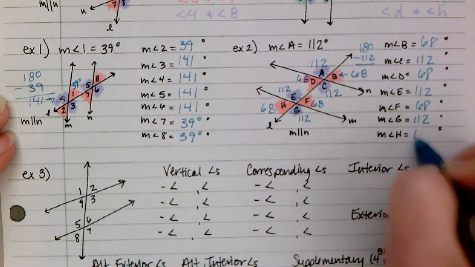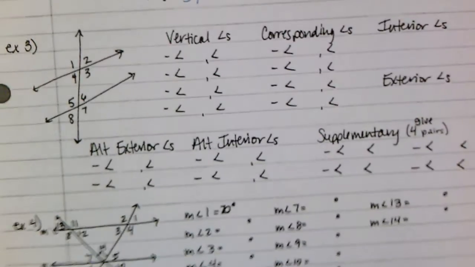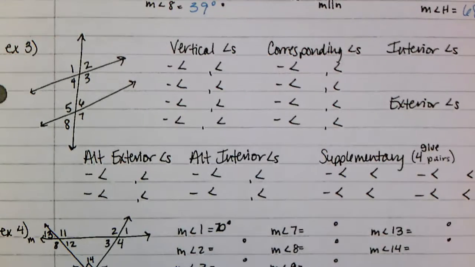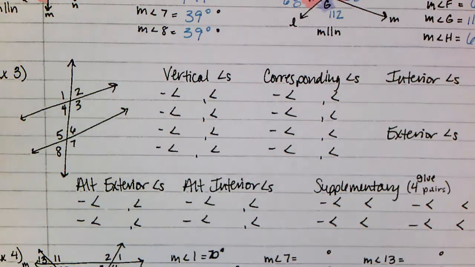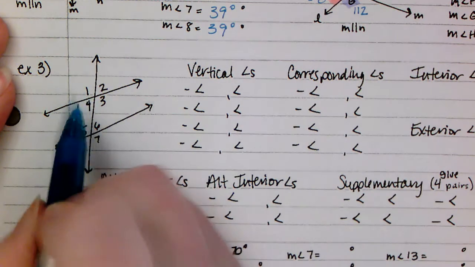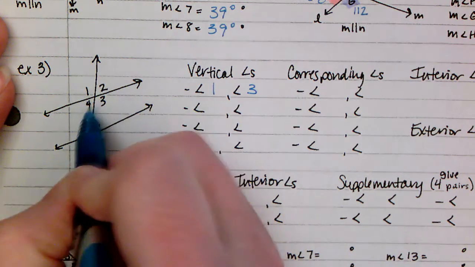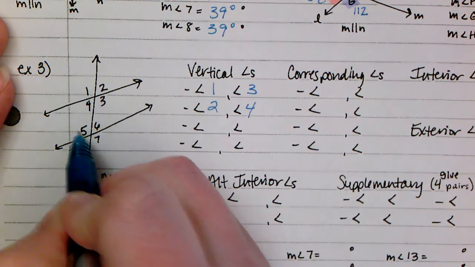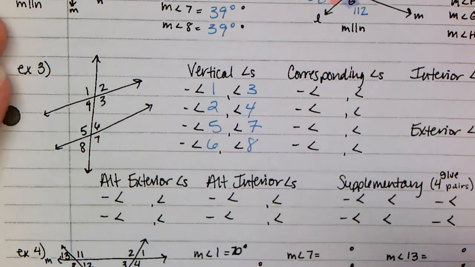When we get to example 3, we're going to list off a whole bunch of names of types of angles, classifications. So for instance, in example 3, if I need vertical angles, then I'm going to look for the 4 pairs of vertical angles in example 3. Well, verticals are across from each other. So if I start at 1, it's vertical to 3, 2 is vertical to 4, 5 to 7, and 6 to 8. So those are the across from angles.